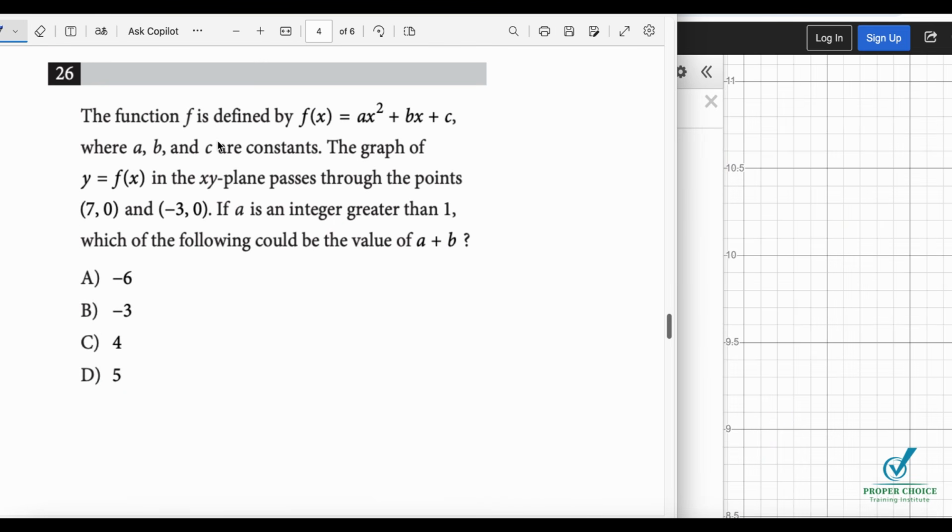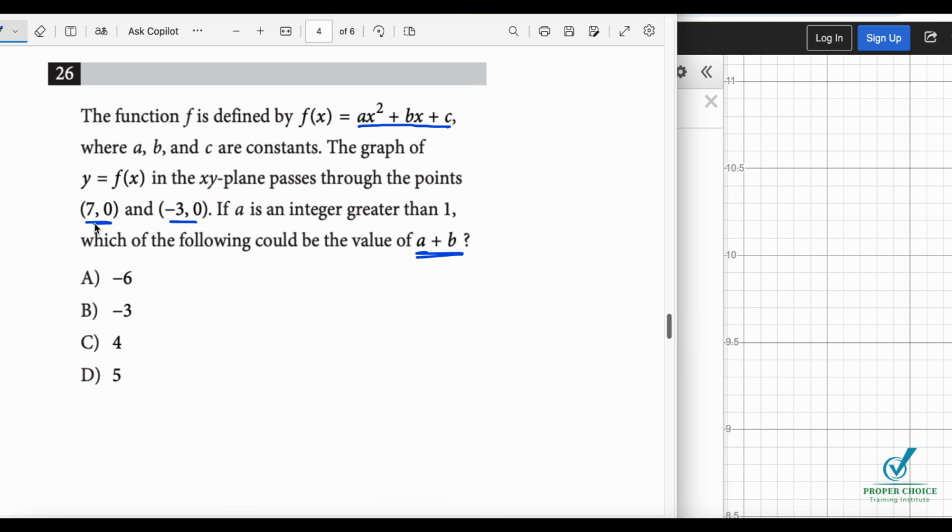Next question says the function f is defined by f of x equals ax squared plus bx plus c. Basically it's a quadratic function where a, b and c are constants. The graph of y equals f of x in the xy-plane passes through the points (7, 0) and (negative 3, 0). If a is a constant greater than 1, which of the following could be the value of a plus b? So how do we predict the values of a, b and c from the given coordinate points?